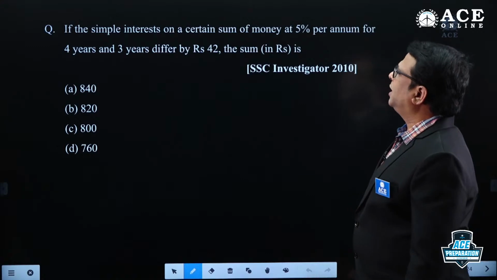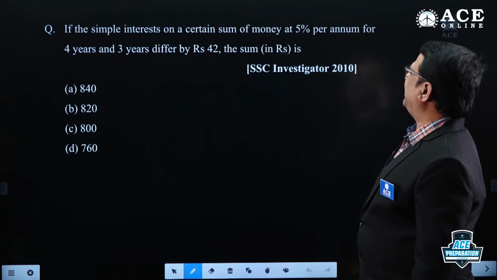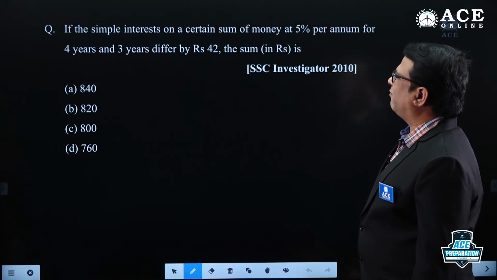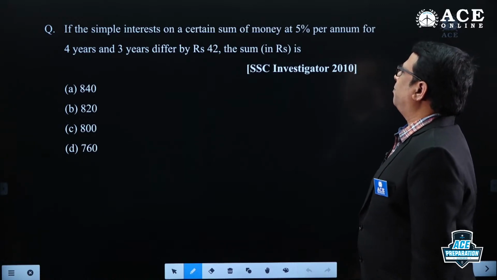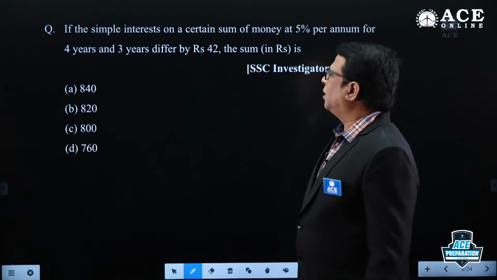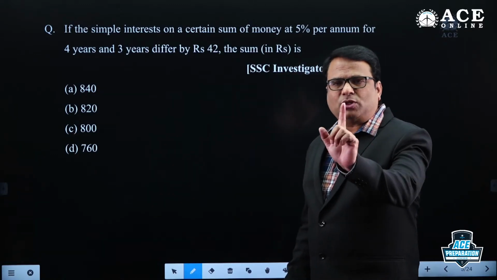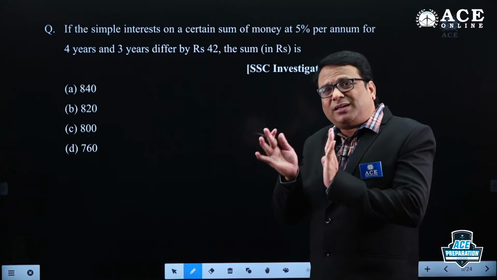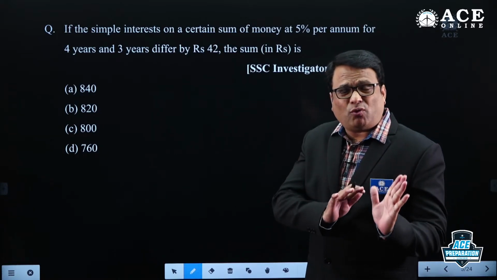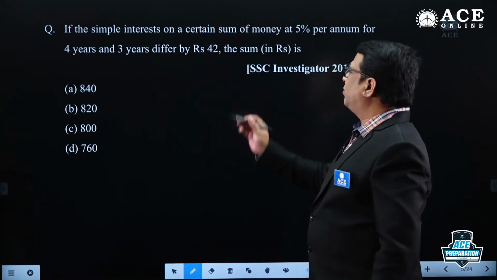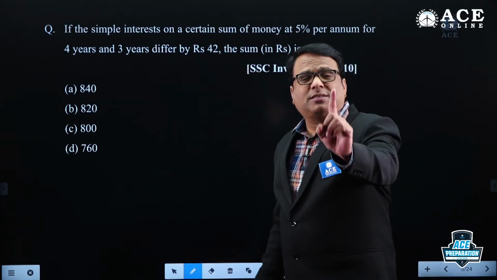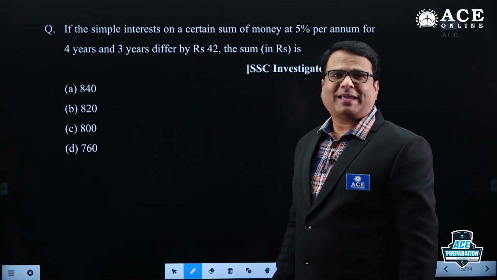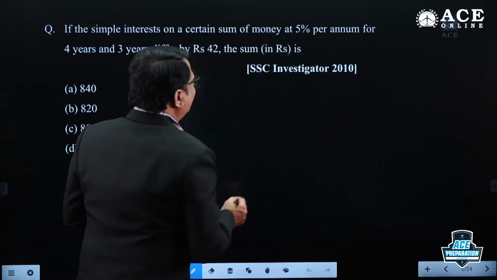This is our next question. If the simple interest on a certain sum of money at 5% per annum for 4 years and 3 years differ by rupees 42, the sum is... Okay, now here, what is the principal? It is not given. But the difference between 4 years interest and 3 years interest is how much? 42 rupees. Then how much is this sum? Sum means principal. I told you sum or principal, both are one and the same. Okay? Now, what is the rate of interest?